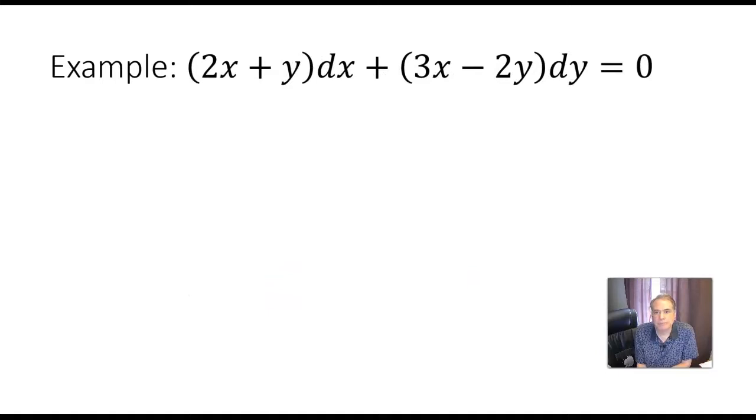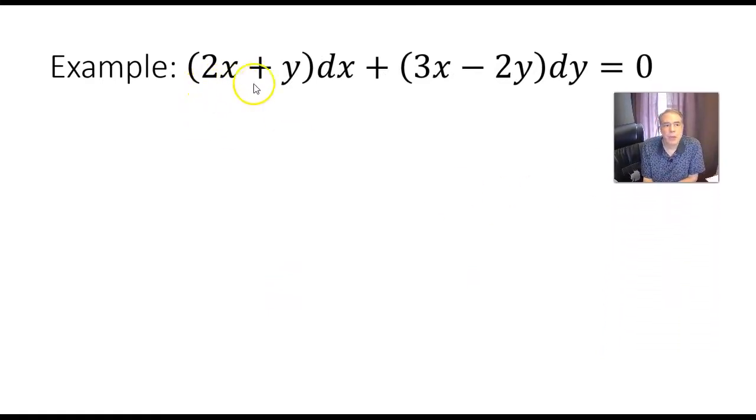So here's an example. 2x plus y dx plus 3x minus 2y dy equals 0. Now it is set up in that form where we've got something times dx plus something times dy equals 0. So is this an exact equation? Well, the partial derivative of M here with respect to y would be 1. And the partial derivative of N here with respect to x would be 3. And since those are not the same, this is not an exact equation.